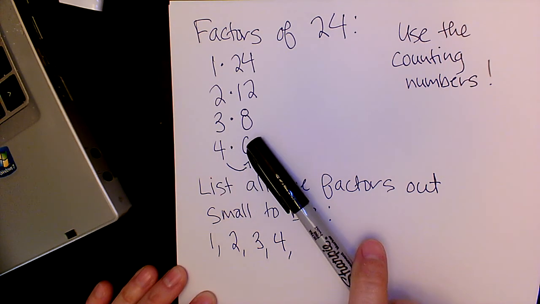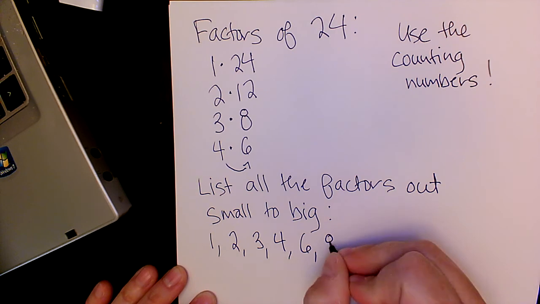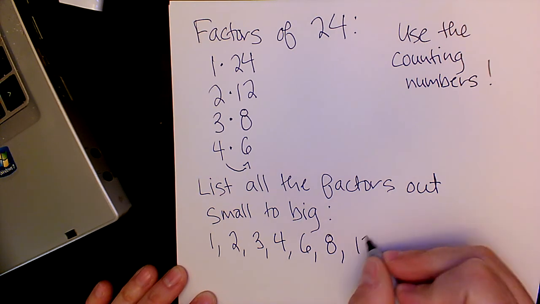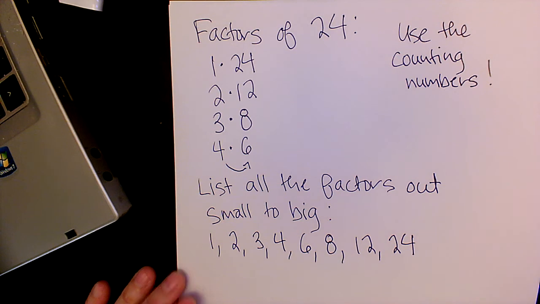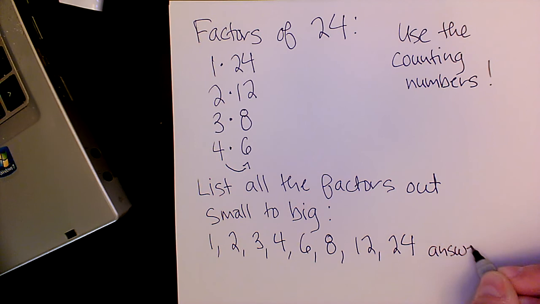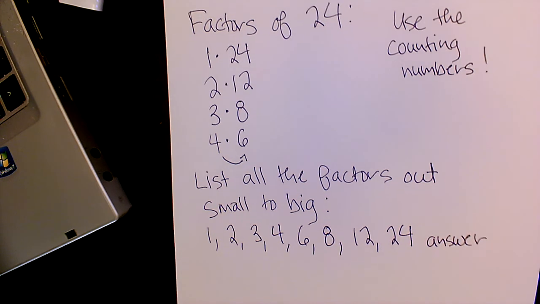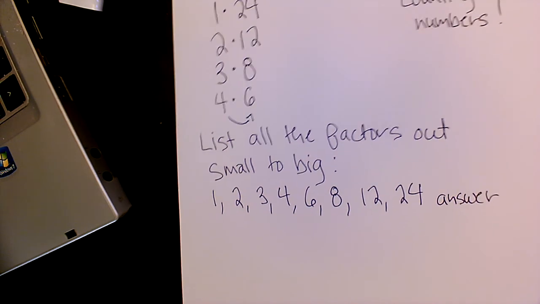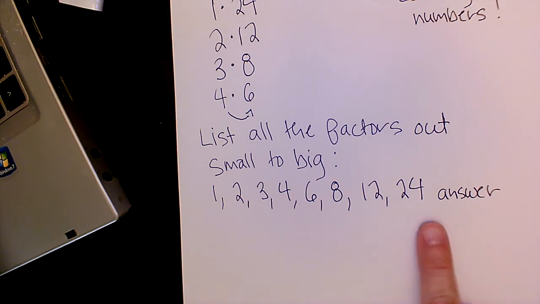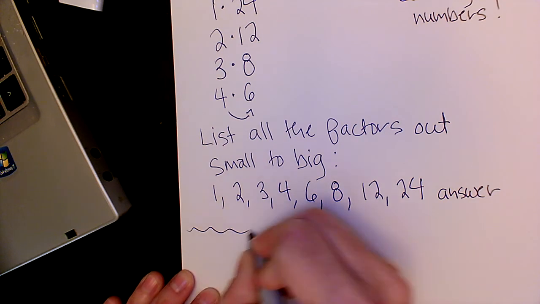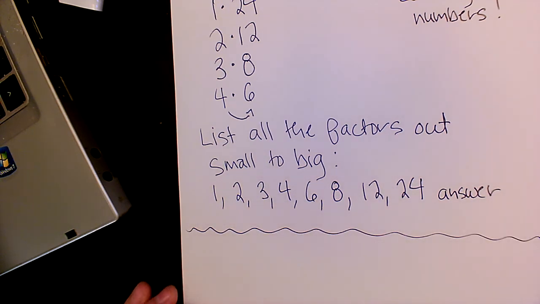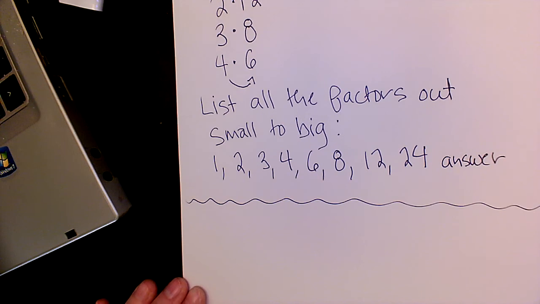So from 4, I'm going to switch over to the second column and go 6, 8, 12, and 24. So these are all the factors of 24 listed out, and this list is what you're going to put in the answer box on your WebAssign homework. Okay. So that was a few examples of factors.